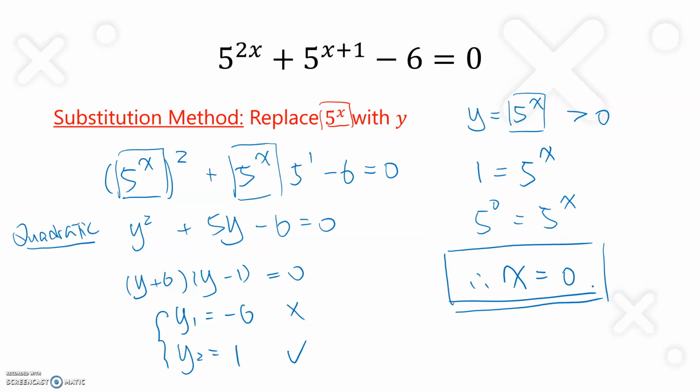This method is called the substitution method. The key essence of that is we replace the index format with another variable, for example, y in this case, and solve it using the quadratic equation. And eventually, we bring the y value back into this substitution, and we can work out the value for x.